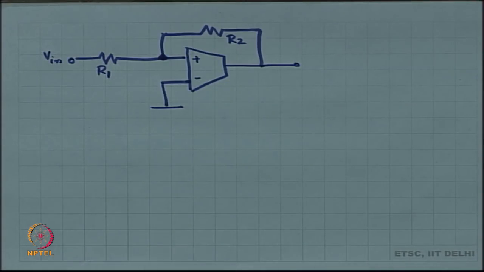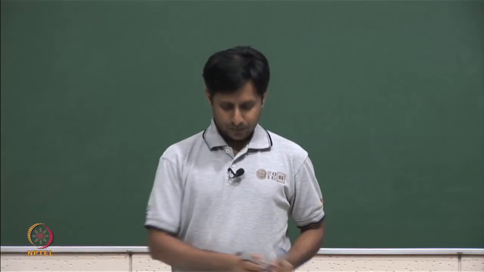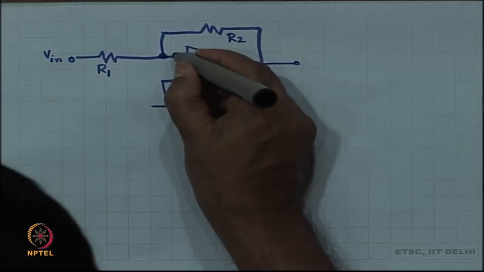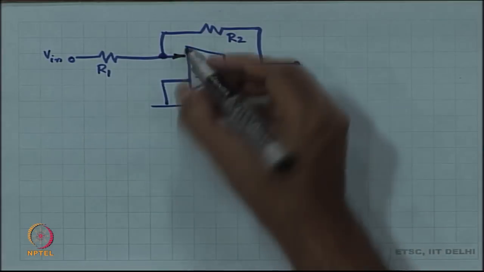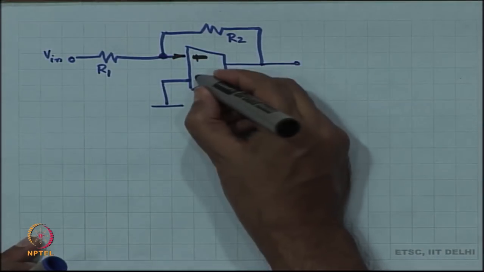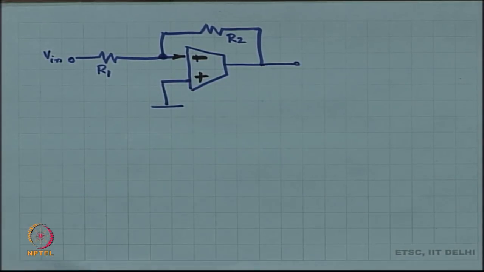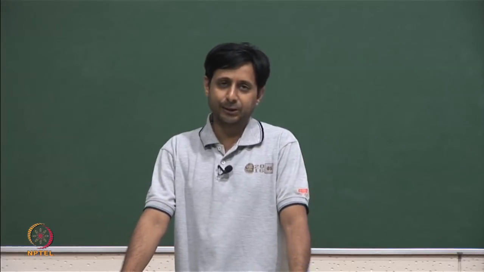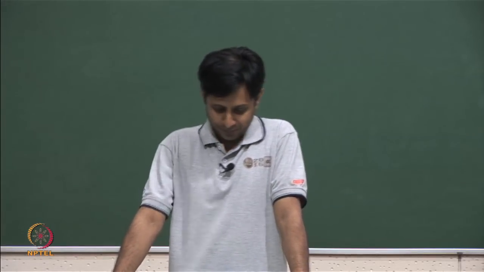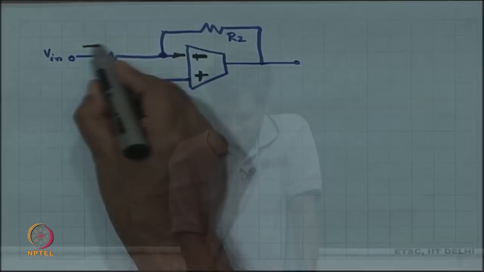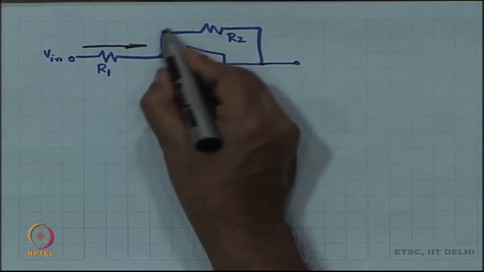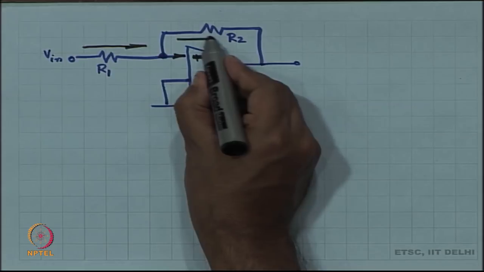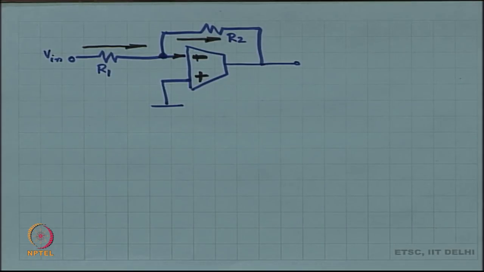Now, first things first, what is the current going into the plus terminal? Oh sorry, this has to be the minus terminal, this has to be the plus terminal. What is the current going into the minus terminal? This is made up of MOSFETs, so it has got to be 0, perfect. So, the current going into the minus terminal is nothing but 0, which means whatever is this current, all of that current has to go through R2.